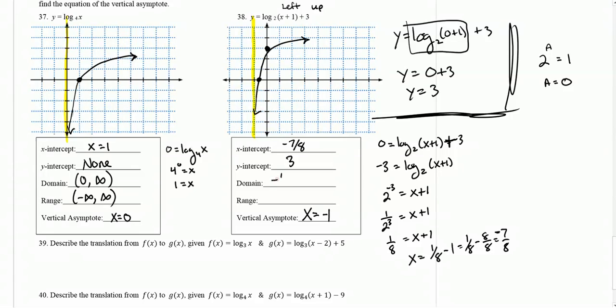Domain is from -1 to infinity. Range is from -infinity to infinity. All parentheses.